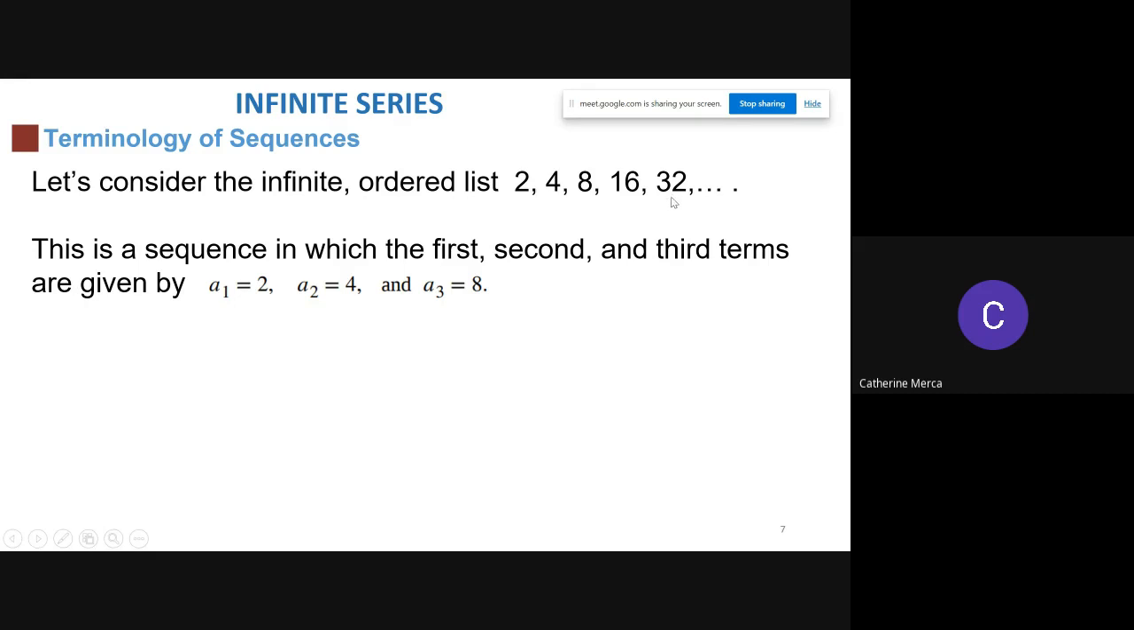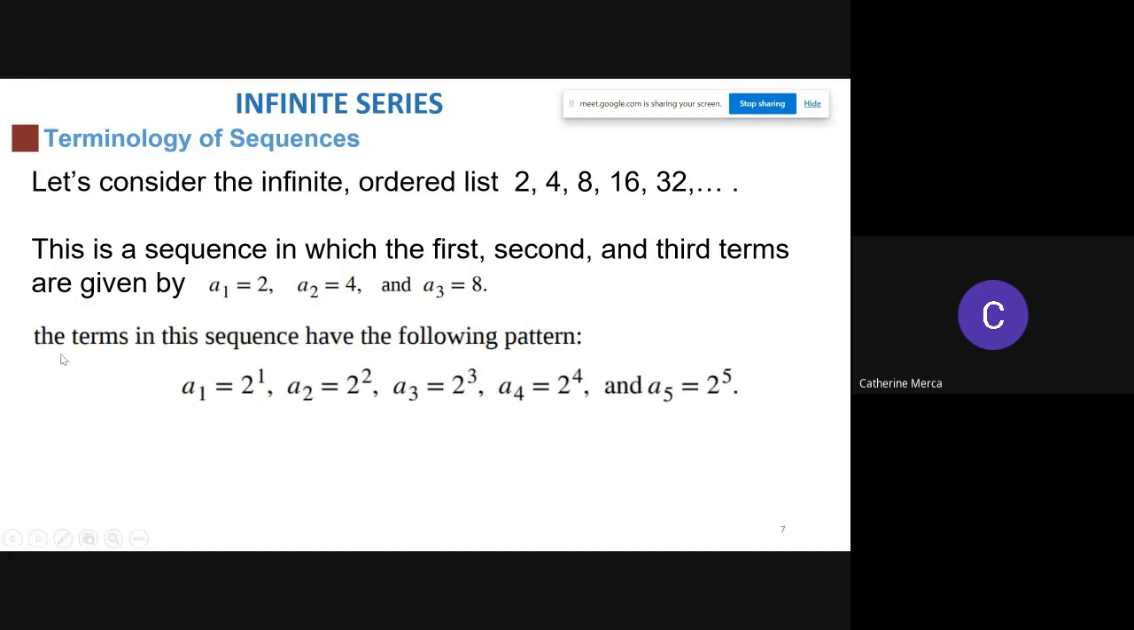Kasi dito, a sub 3 is 8, then 4, 5, 6, then 7 is 128. Very good. So nakita niyo may pattern lang ang sequence. You have the following pattern. The pattern is a sub 1 equals 2 to the 1. What did you notice? 2 to the 1, 2 to the 2, whatever is your n here, that would be the exponent there. So a sub 3 is 2 to the 3, a sub 4 is 2 to the 4, a sub 5 is 2 to the 5. That's why your a sub 6 will now be what? What will be your a sub 6?